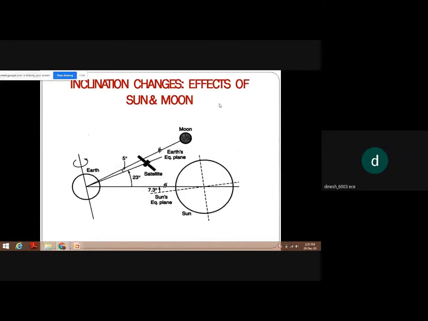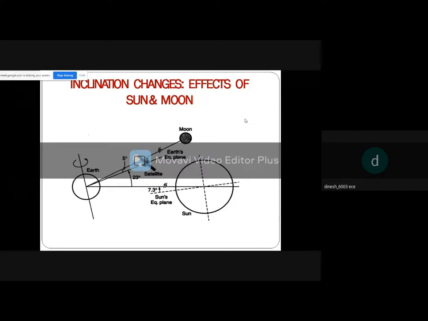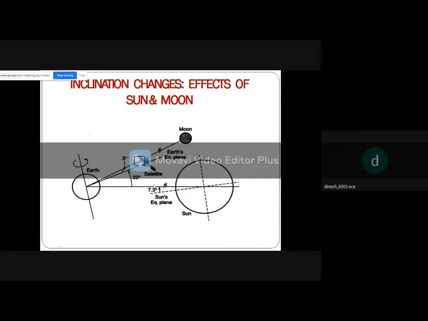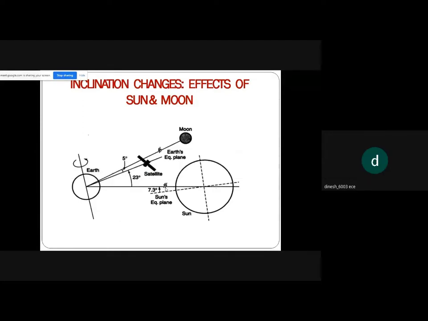So this is a diagram: inclination changes, effects of sun and moon. Okay, so the sun is present, you can see that we are having a sun. Around the sun, the earth is rotating on its own axis, and revolving around the earth, the moon is rotating. Now we place a satellite. For example, we place it at an angle of 28 degree with respect to sun and moon. So inclination 7.3 degree to the sun's equatorial plane, and with the earth's equatorial plane it is 5 degree.